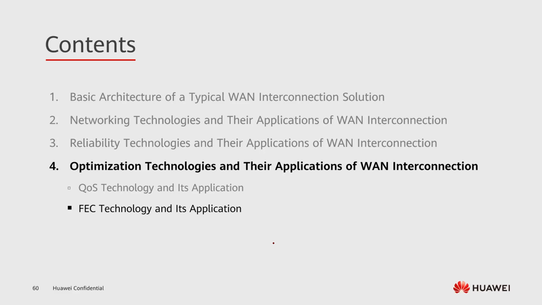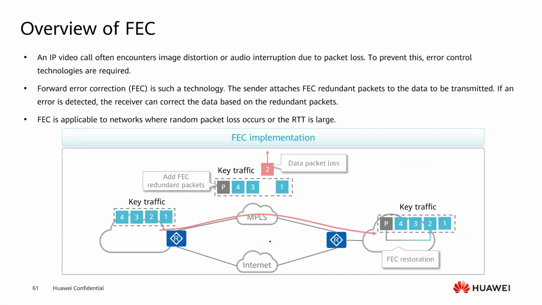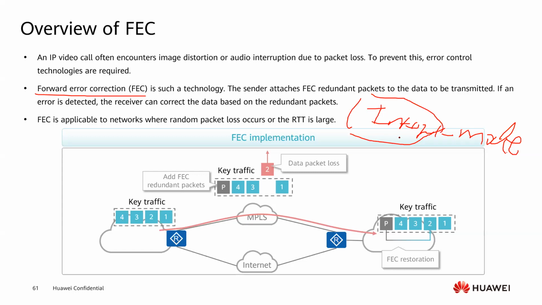Then there is another technology called FEC, forwarding error correction. This will also be used for the WAN interconnection because, as we said, sometimes the company will use the internet plus VPN mode to create the enterprise's WAN interconnection. But since we are using the internet, we cannot guarantee the service quality. So we must have some way to correct the errors. So how to do it?